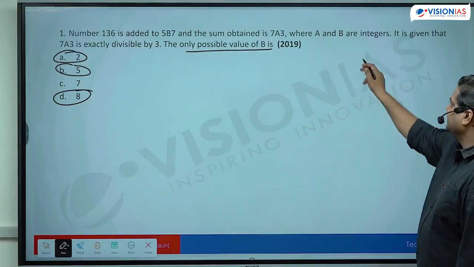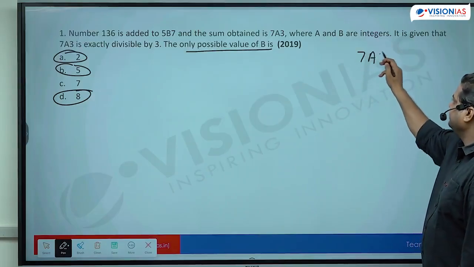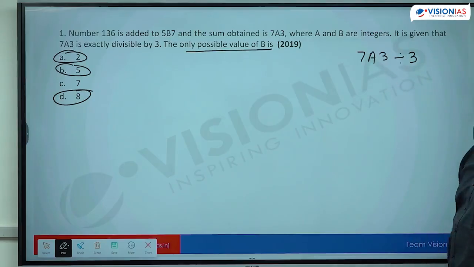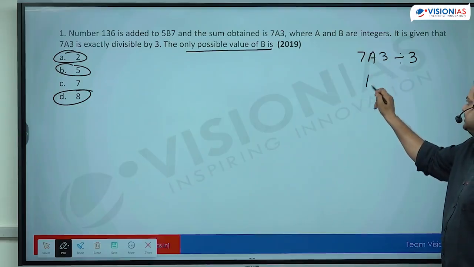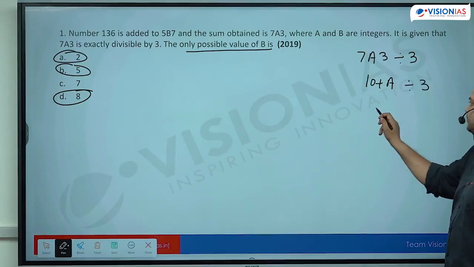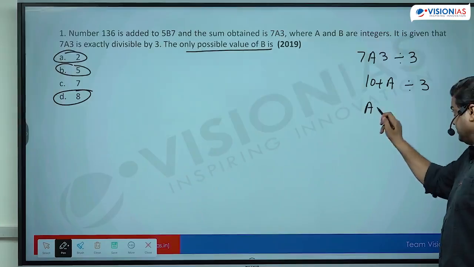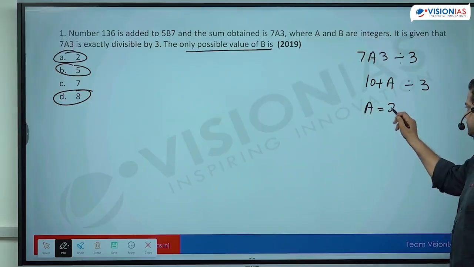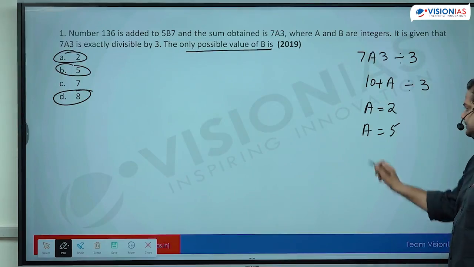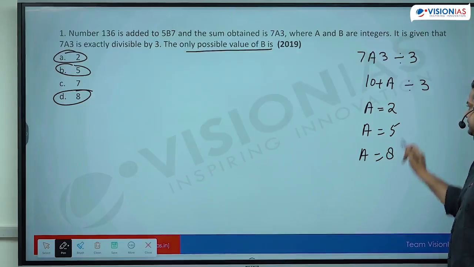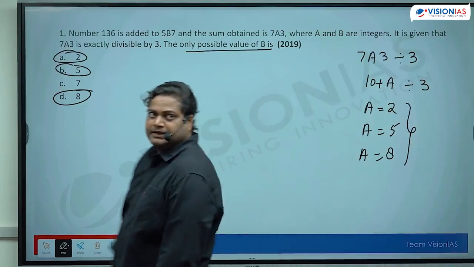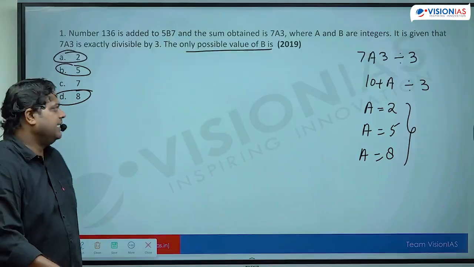ये कर सकते हैं. Like 7a3 is exactly divisible by 3. So sum of the digits 10 plus A must be divisible by 3. What can be the possible values of A? 2, then 5, 8. 3 possible values are there, है ना? That is 2, 5 and 8.